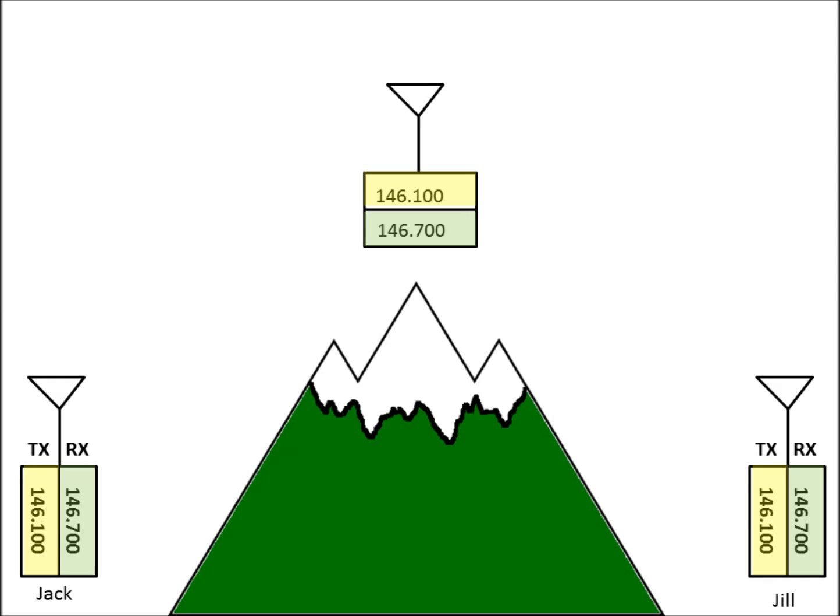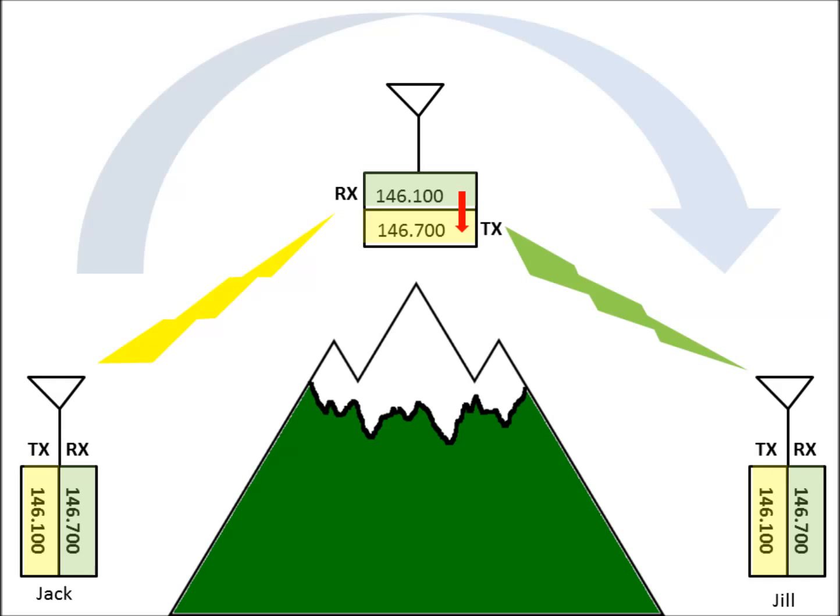So here's another slide, another example. So we have Jack and Jill. Jack's on the left-hand side, Jill's on the right-hand side, and they can't talk to each other because there's a mountain in the way. So you put a repeater in a good spot. And what happens is Jack transmits up on 146.100. It's received at the repeater on 146.100. The repeater routes that down to 146.700 and transmits that out to the received frequency on Jill's radio, which is 146.700, and you have communications.